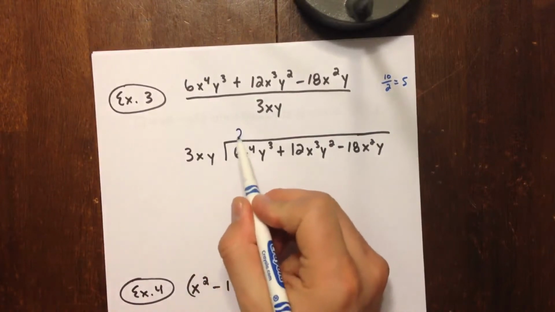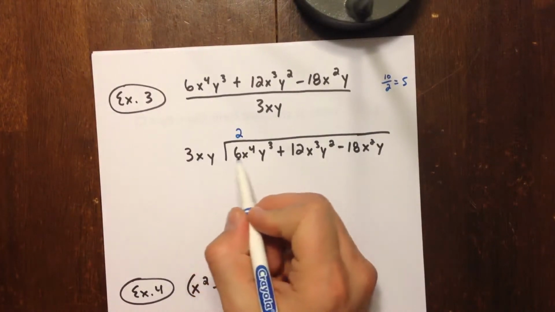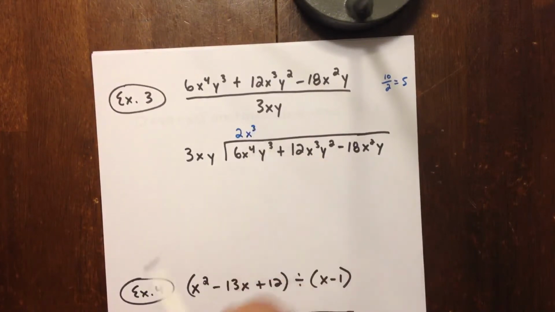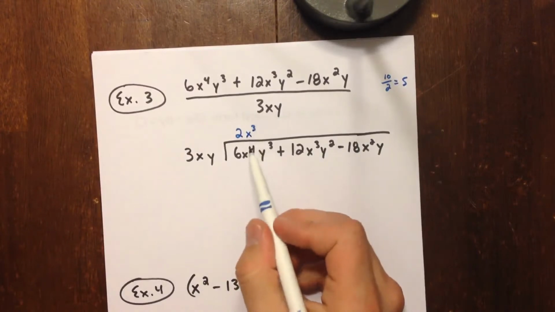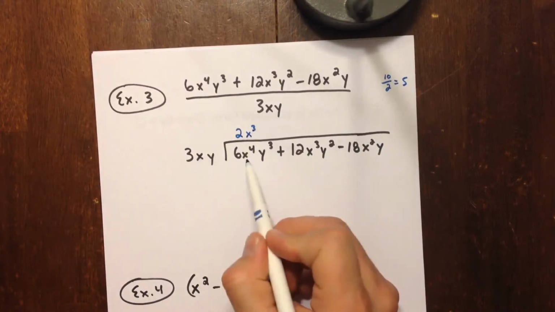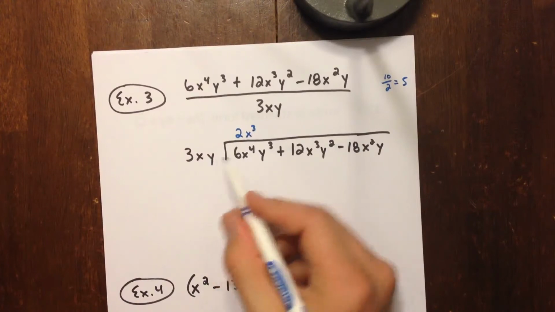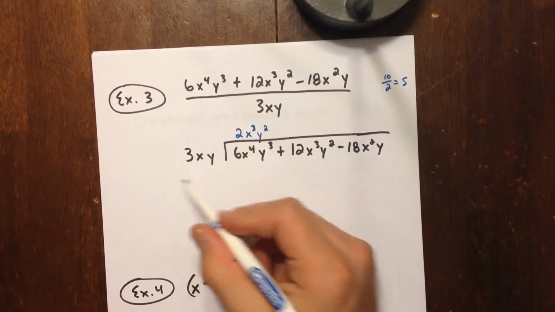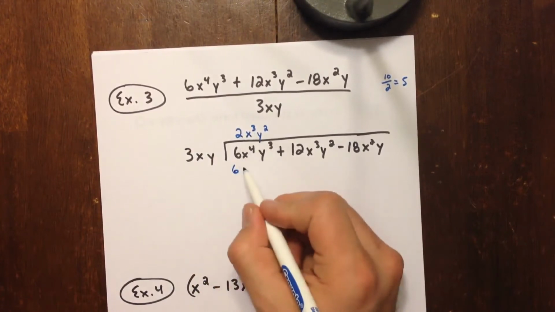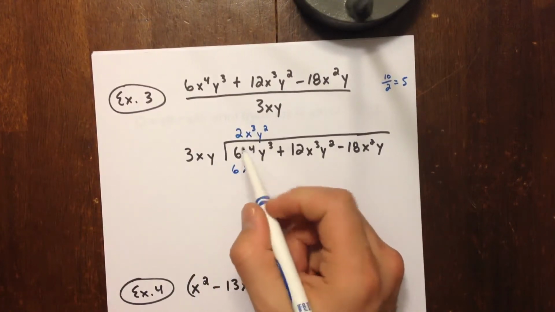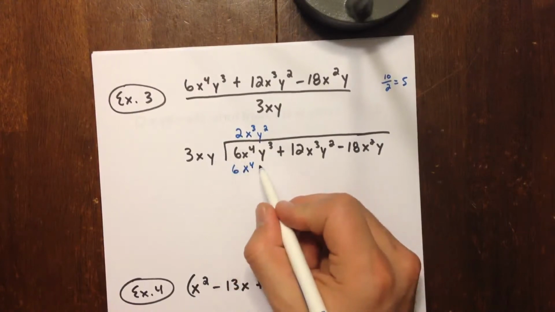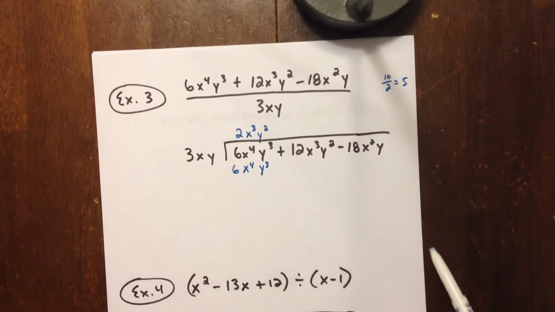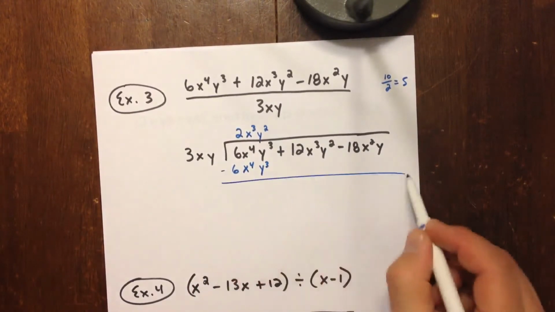So 3 goes into 6 twice. X goes into x to the 4th. Think about it. What would I have to multiply by to get x to the 4th? X to the 3rd. X to the 3rd times x gives me x to the 4th. So same thing here. Y squared times y would give me y cubed. So just multiply that out and make sure you're getting exactly what you need. X squared times y is y cubed. See, and that's going to cancel out when you go to subtract.